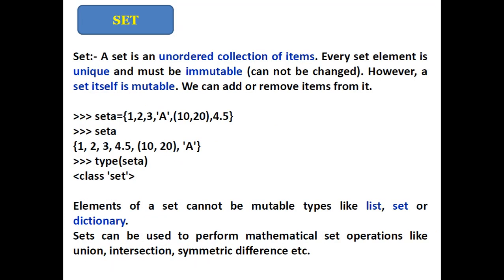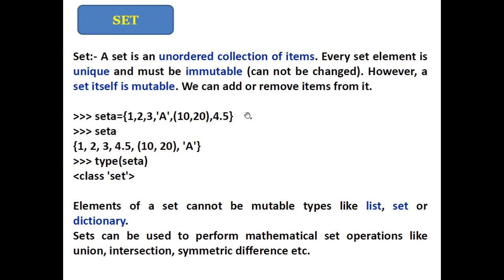It is not in the syllabus, but it is important. That is why I have kept it here. A set is what? It is an unordered collection of items. You should know, every set element is unique and must be immutable, cannot be changed. However, set itself is mutable. We can change a set. We can add or remove items from it. That is why it is mutable.